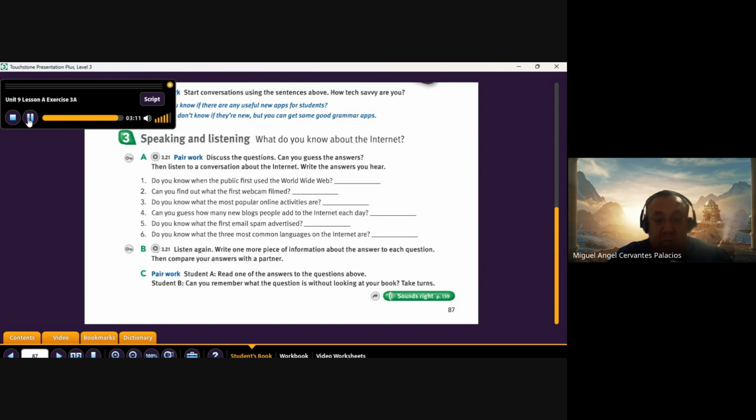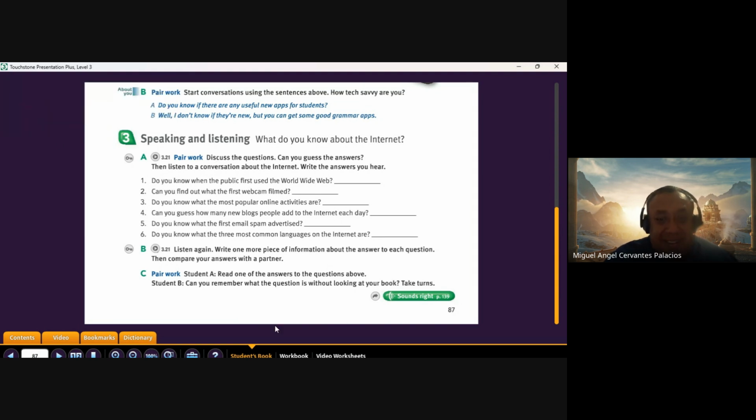Yeah. Oh, but wait. Shoot. It says here that I have to look the information up again from another source. Oh, no. I have to do it all again. Excellent, Kesari. Very good. Okay, it says, do you know when the public first used the World Wide Web?